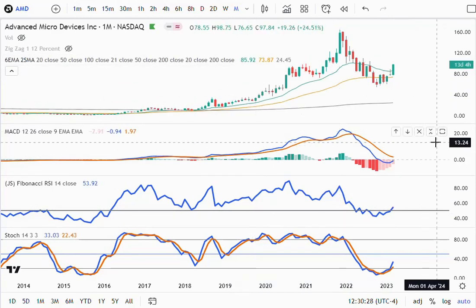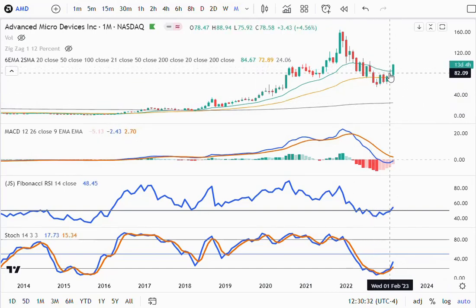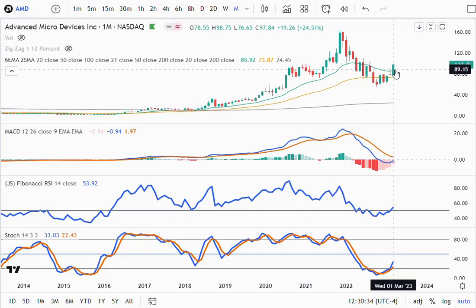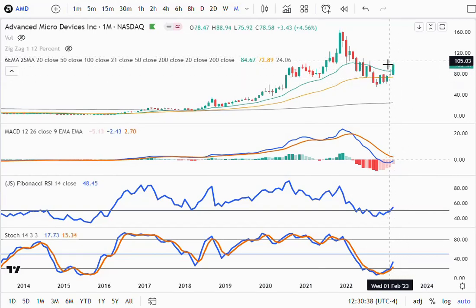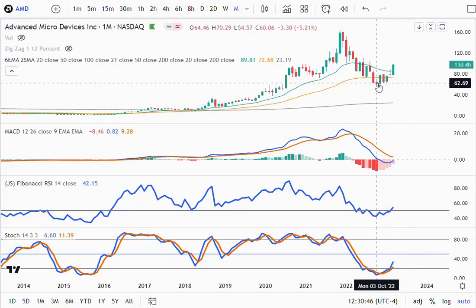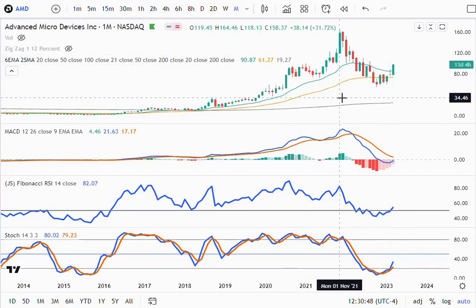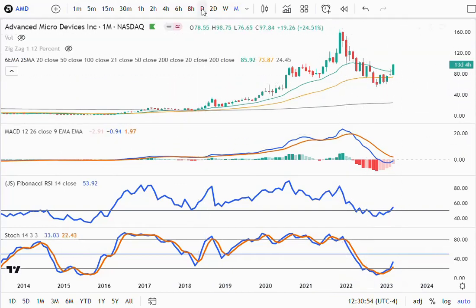And if you look at the moving averages, you can see that the 20 moving average was a problem, and it's making an attempt to overcome it. So we don't know whether or not it's going to be able to finish the month above the 20 EMA. If so, that would be a bullish development. So we'll revisit AMD at the end of the month, see what the monthly picture looks like. But at the moment, so far so good.